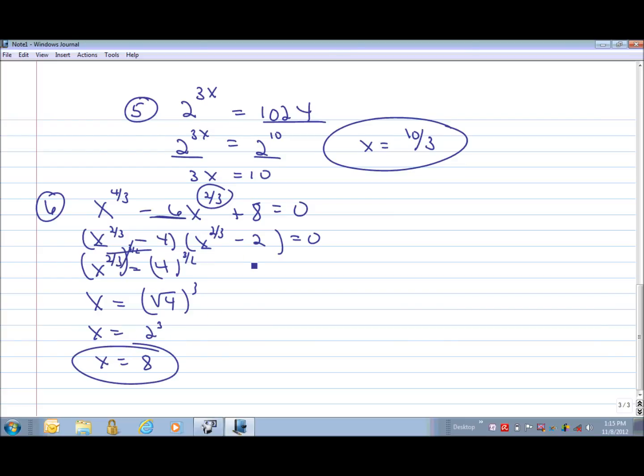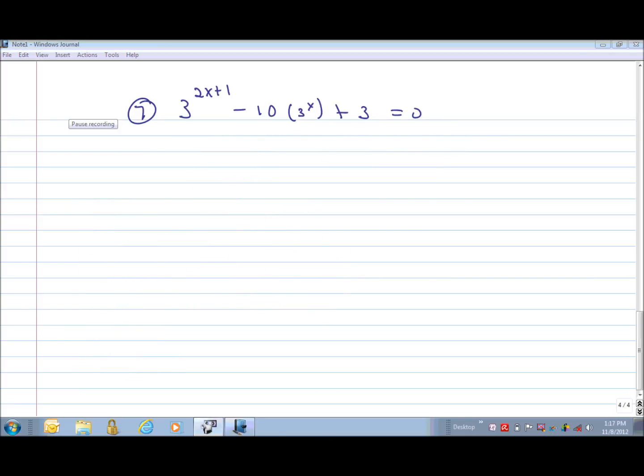All right, and let's solve the other factor. We have x to the 2 thirds equals 2. Again, I could take this and raise it to the 3/2. And I would have x equals the square root of 2 cubed. Since I can't take the square root of 2 easily in my head without a calculator, and we're not going to have any calculator on this test, it would be 2 to the 3/2 power.